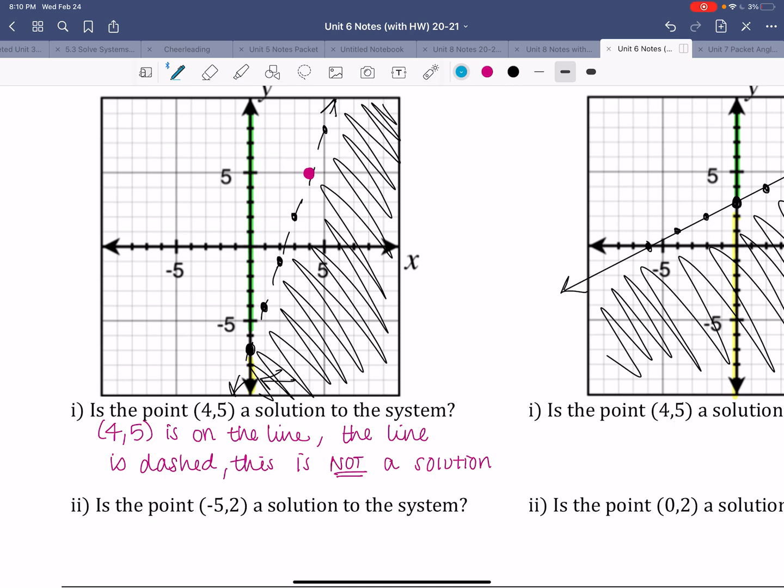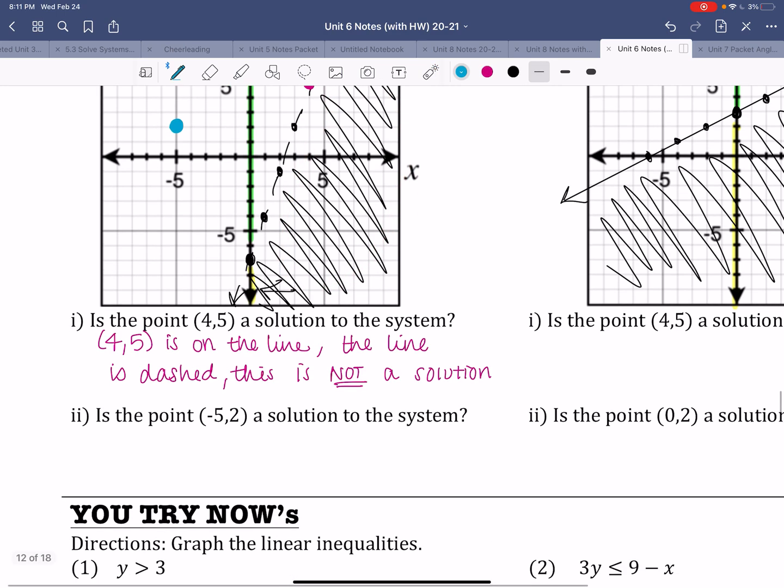Now if I look at the next one, negative 5, 2. Negative 5, 2 is all the way over there. That is nowhere close to the area that I have shaded. So that would not be a solution to this as well. We could say no, not in shaded area. Okay?